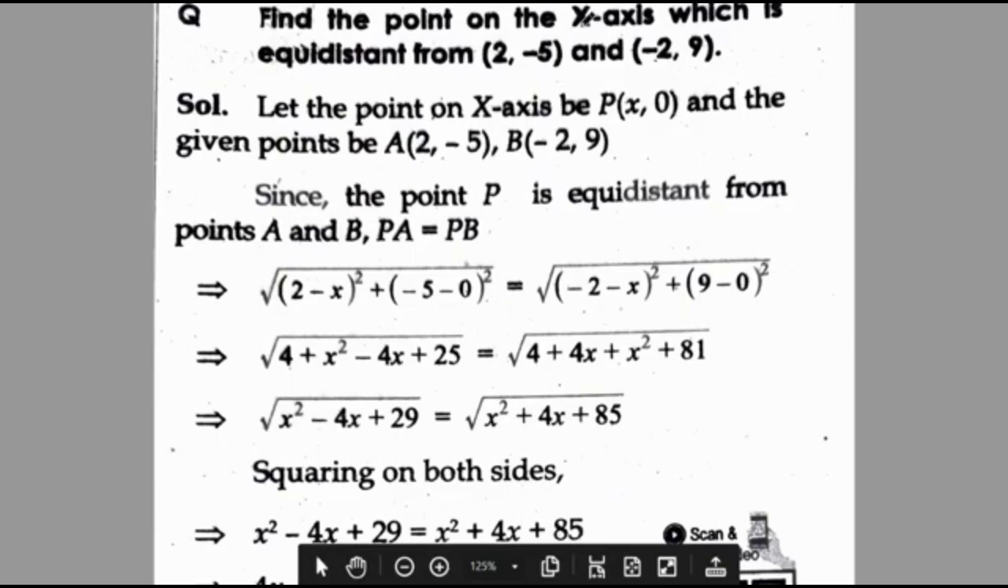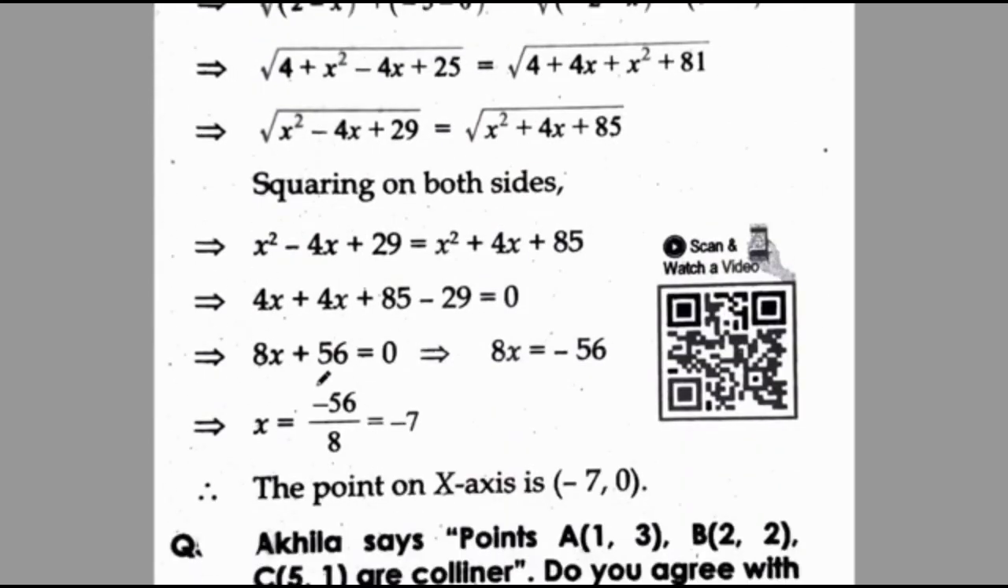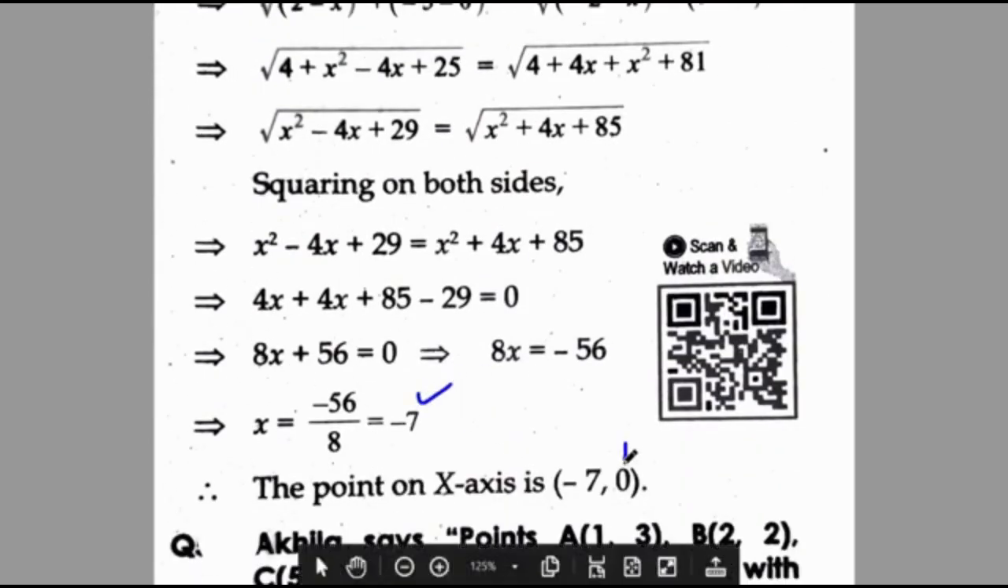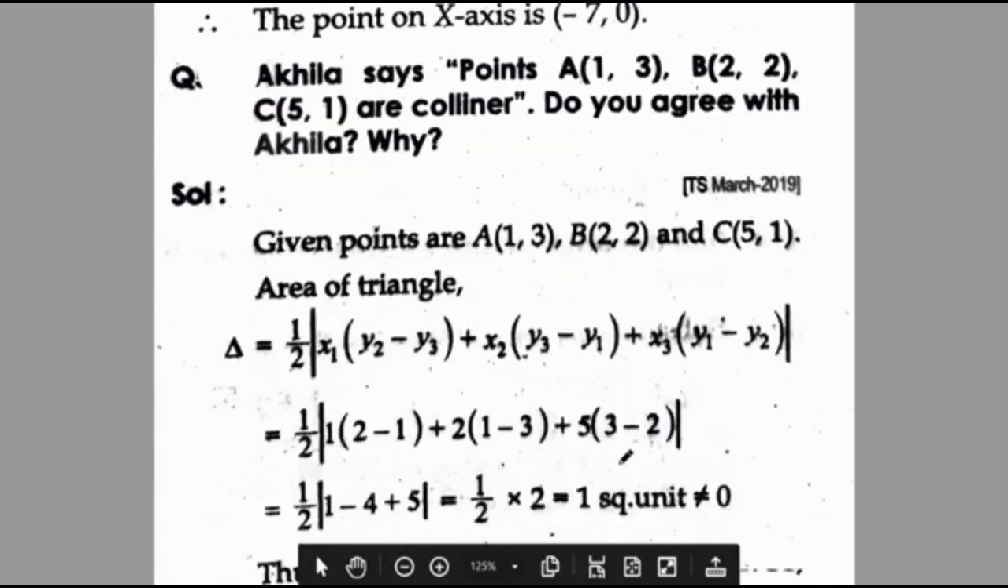Find the point on the x-axis which is equidistant. Here the word itself is about distance, so you have to use the distance formula. Equate PA with PB, square on both sides, and you'll get x as minus 7, 0. The y coordinate on the x-axis will be 0, so minus 7 comma 0 is the answer.